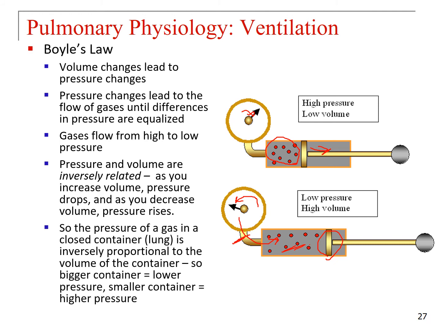Okay, so the pressure of a gas in a closed container is going to be inversely proportional to the volume of the container. So in plain English, what that means is you make the container bigger, you get lower pressure, air comes in. You make the container smaller, you have a higher pressure, air goes out. So how do you get air in and out of the lungs? You make the thoracic cavity bigger or smaller.